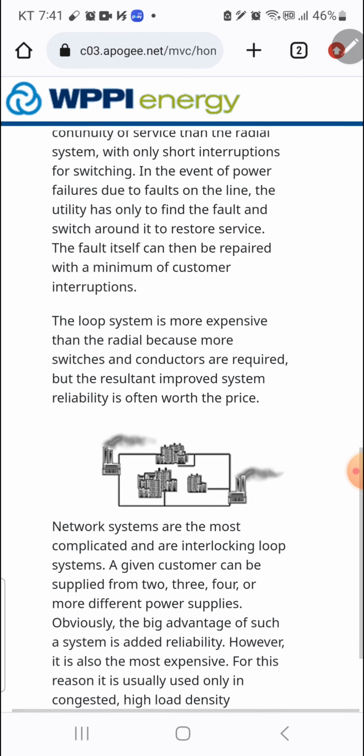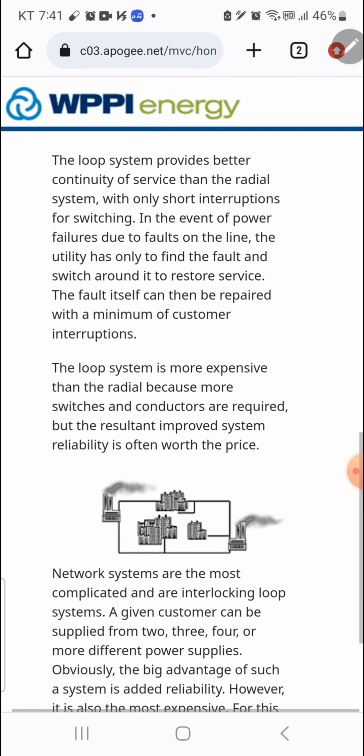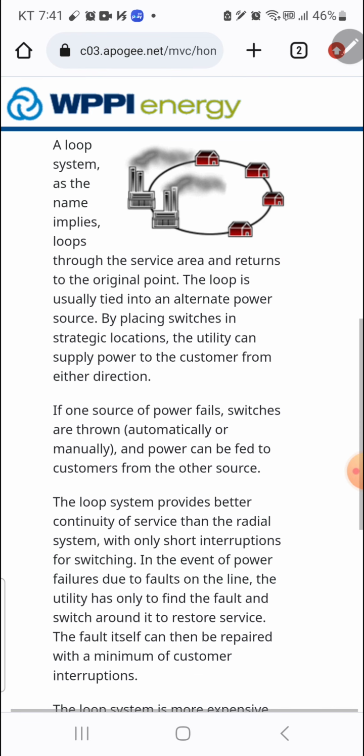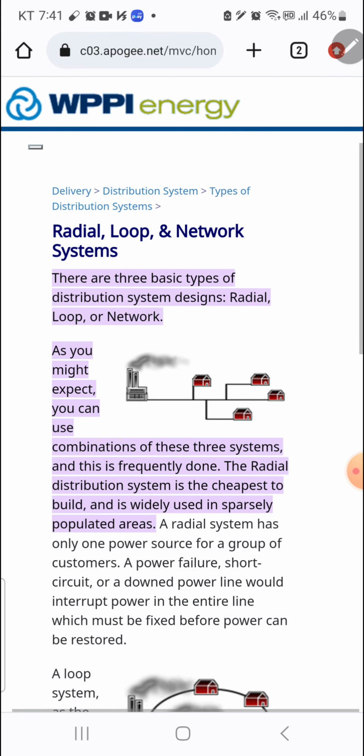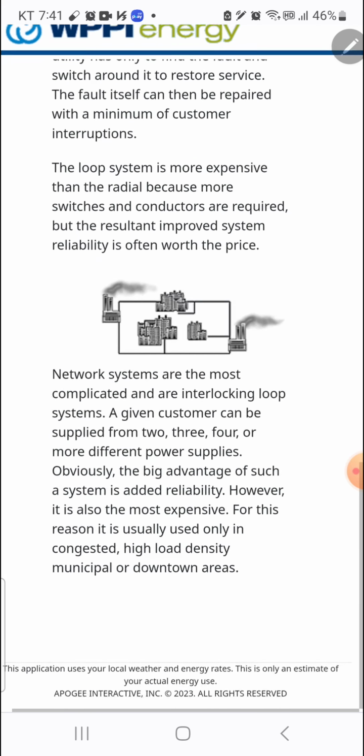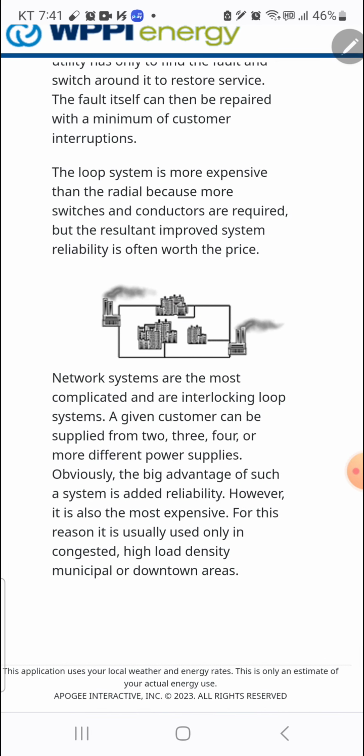High load density areas. That's a loop system. Radial, and network systems.